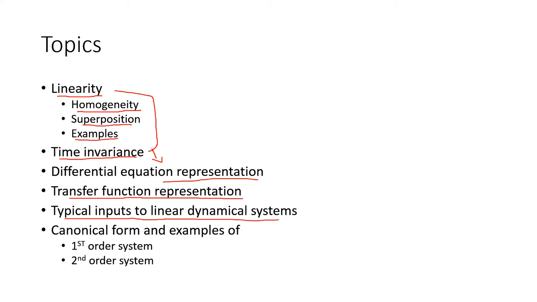We shall conclude our lecture by describing the canonical form of some basic linear dynamical systems, including the first order system as well as the second order system with the corresponding real life examples.